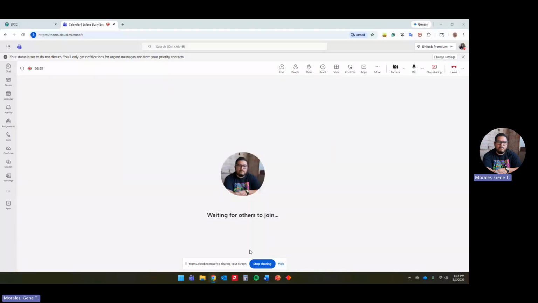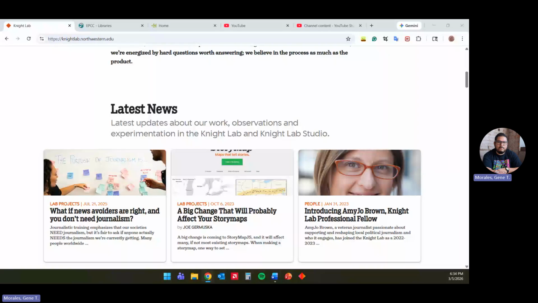Yes, you should be able to see this window. Let me know if you can see it. Oh, you can't see it? Okay, let me go from there. Okay, so you should be able to see the window now.